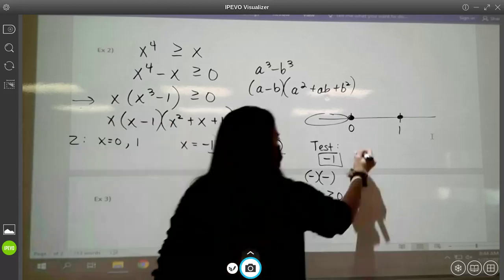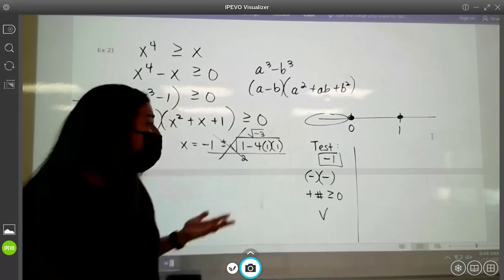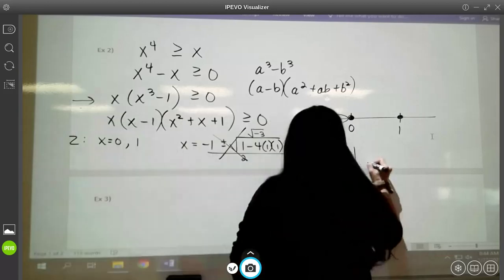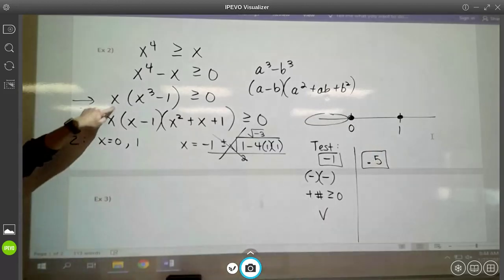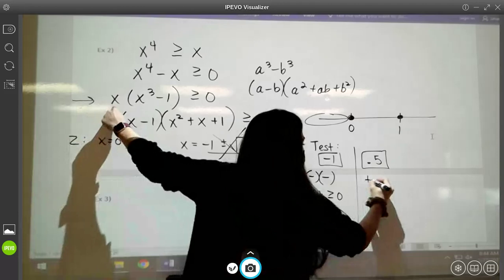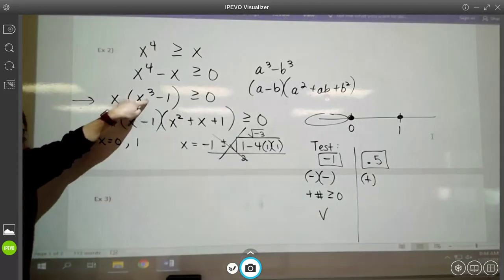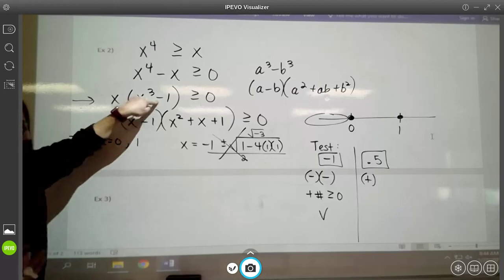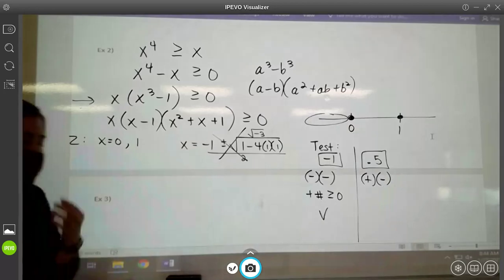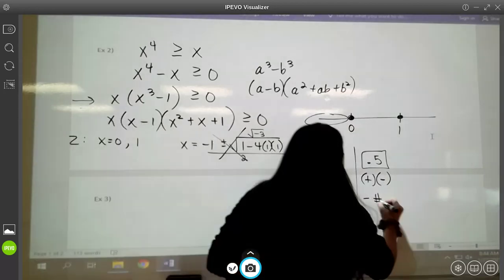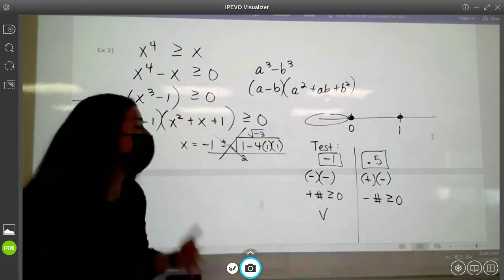All right, let's test another number. Well, in between 0 and 1 doesn't give you a lot of options. I'm going to go with probably my favorite, a half, 0.5. If I put 0.5 there, that's clearly positive. 0.5 cubed will be like what? An eighth? An eighth minus 1 is definitely going to be negative. A positive times a negative is going to be a negative number. And will a negative number make this true and be greater than or equal to 0? No, these are bad guys.